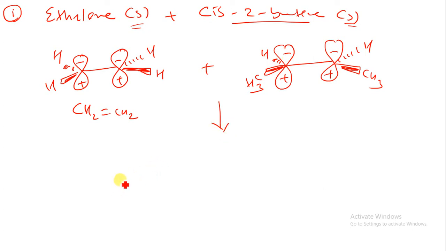So now what will happen? This will interact with this one. So I have to write down one more step for the better understanding of suprafacial shift. So that is minus plus over here, minus plus over here. So I have to write down this orbital from here.